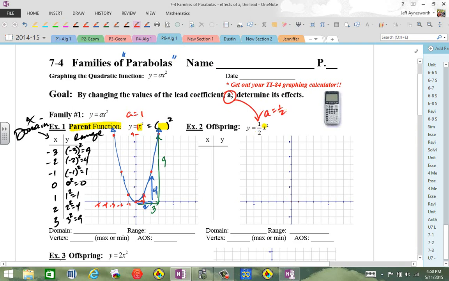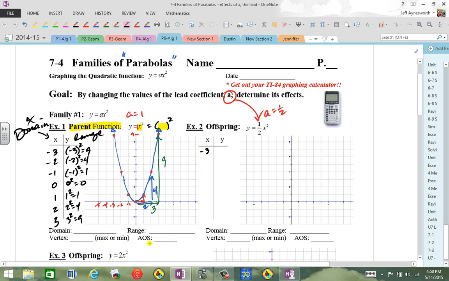But what happens if a gets smaller? What happens if it's 1/2? What happens to the parabola? I don't know. What we do is we check it out. Okay, so we're going to take the same domain, -3 to 3, and we're going to figure this out. But before we do, though, let me back up because I got kind of carried away right here.